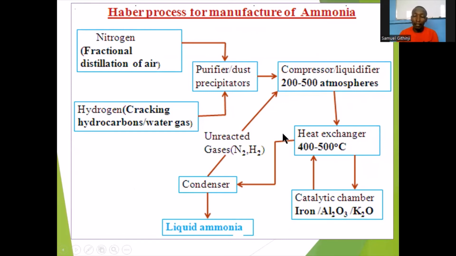Then the ammonia that comes out is taken to the condenser. It is condensed to liquid ammonia, packed into cylinders, ready for sale and transportation, and the unreacted gases go back to the compressor. That process, my student, is easy to get. Revise it, get it, and get it well.